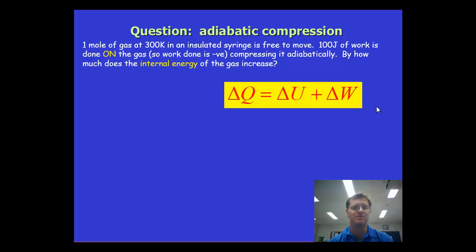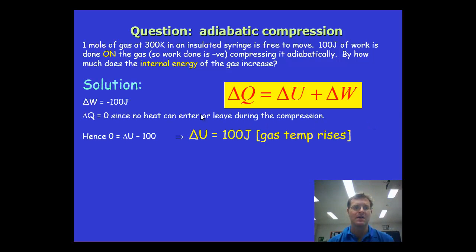So think through this process. We know from our first law of thermodynamics, the work done is going to be minus 100 joules, and the change in Q is going to be 0 because there's no heat entering or leaving during the compression. This means that my change in internal energy is going to be 100 joules. The gas temperature rises.